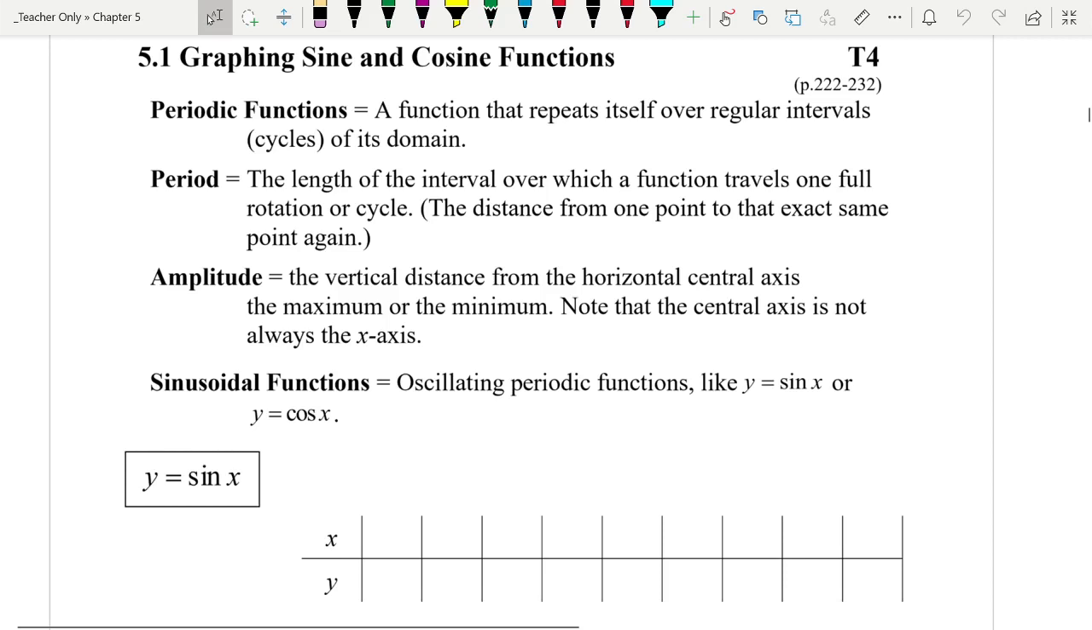Amplitude is the vertical distance from the horizontal central axis to the maximum or the minimum. Note that the central axis is not always the x-axis. And a sinusoidal function is an oscillating periodic function like y equals sine x or y equals cos x. Both of these are called sinusoidal functions because they have oscillating periods, which basically means the same thing as this. It repeats itself over and over again. It oscillates. The video that I showed you guys in the blog where they just attach a spray paint can to a spring and then pull a piece of paper, that makes a beautiful sine curve.